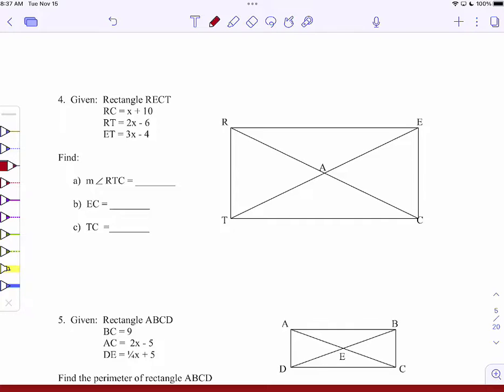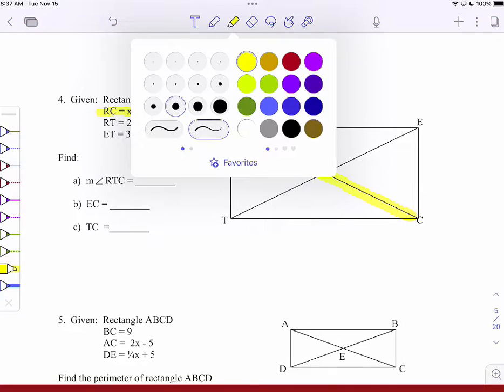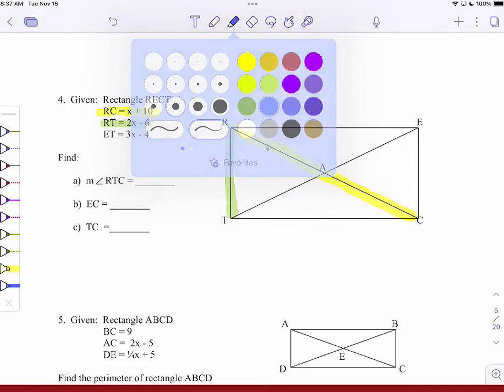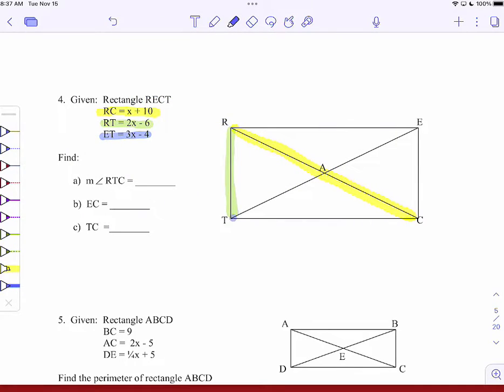Okay, RC is this diagonal. So RC is that diagonal. RT is this side, and ET is this diagonal. And it asks us to find some different things here.